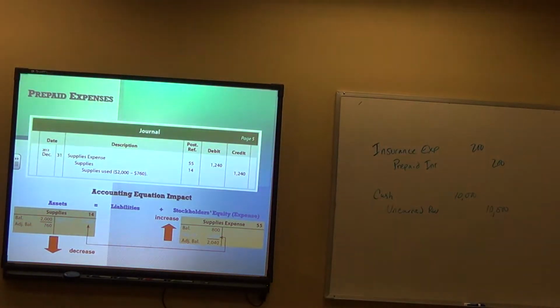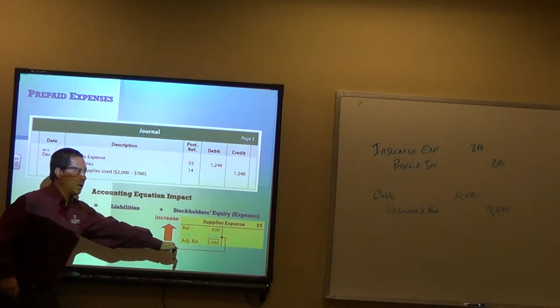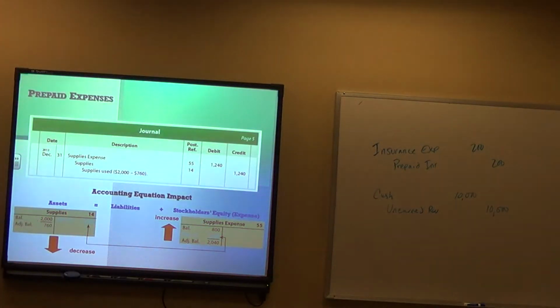Increase, and then we decrease our supplies. So we're increasing the supply expense, but that actually decreases my stockholders' equity. Okay, just be aware of that because it's lowering how much I make because I have more expenses. That's what gets a little confusing.